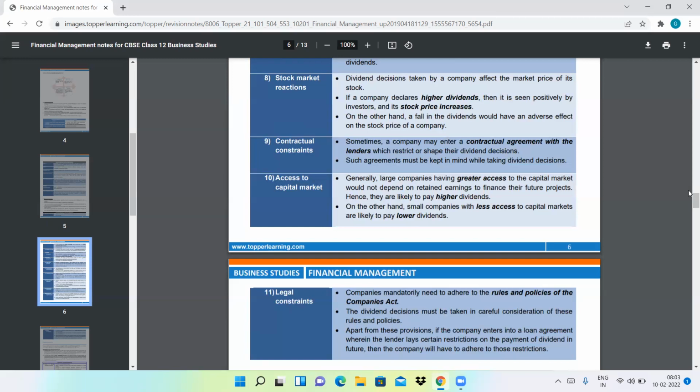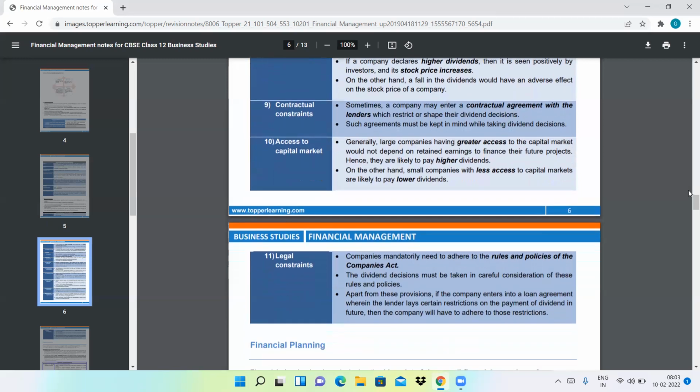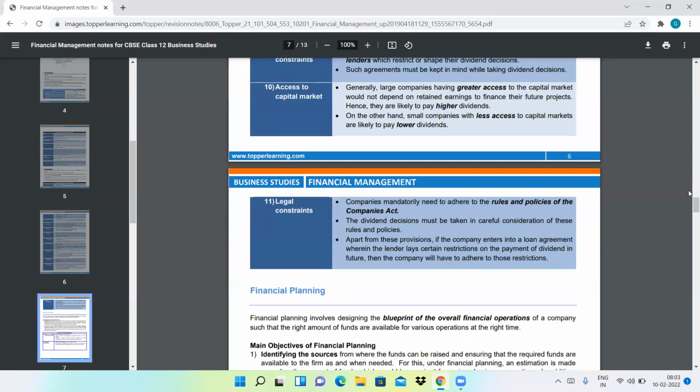And the last is that legal constraints are there, that we have to comply with the legal rules and regulations of the Companies Act, and it should be taken into consideration that the money to be distributed as dividend should not break those rules and regulations, and we adhere to the restrictions laid down in complying with those decisions, so that no action is taken against the company, and that is a very important aspect. So these are some of the factors which need to be considered while distributing dividend.